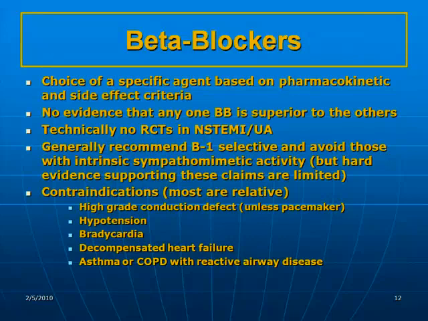Bradycardic, that's symptomatic. Decompensated heart failure, you need beta blockers, but you've got to start low and titrate slowly in those patients. You can make a patient with heart failure worse if you give beta blocker too aggressively. And then obviously asthma or COPD.